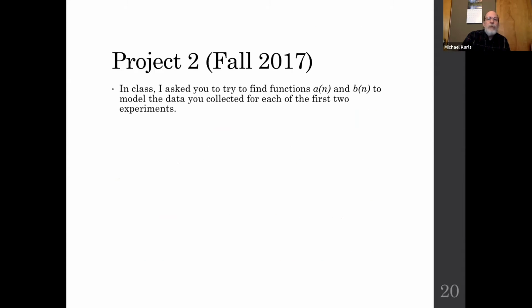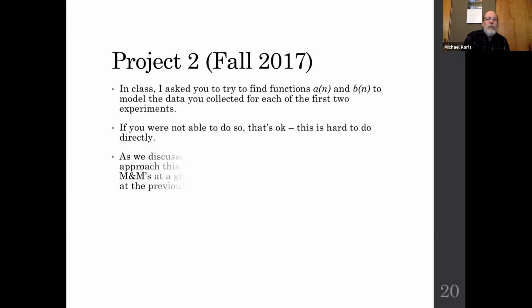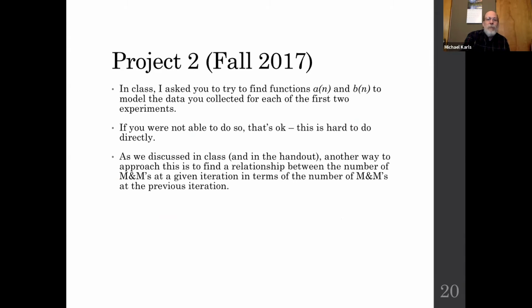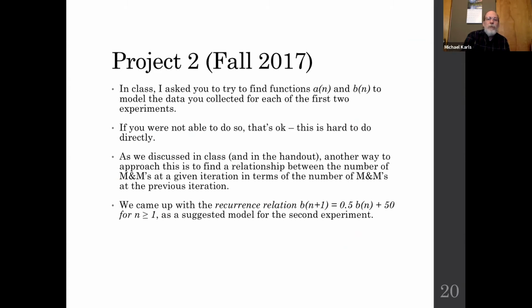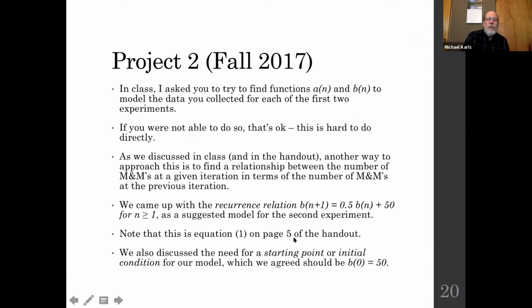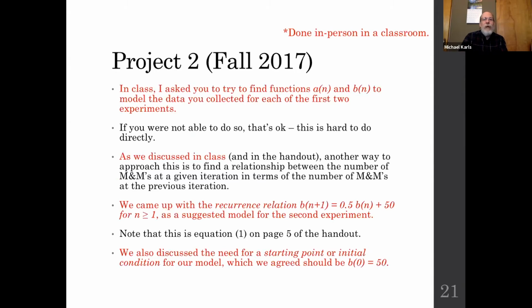And then we also talked about trying to find functions to model the data we collected. And in class, we looked at the second experiment where we had death and immigration. And we came up with this recurrence relation here in class. And then I also pointed out that we needed to have a starting point. What are the initial number of M&Ms when we start this process at time 0? And again, the stuff highlighted in red is stuff that we did in the classroom.